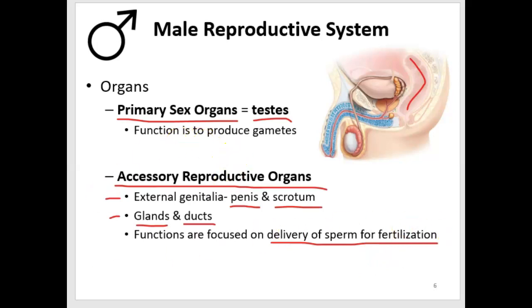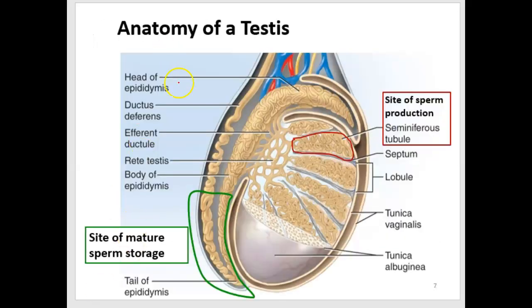So we're going to look at each one of these organs individually, the anatomy and the function. We'll start with the primary sex organ, the testis. And the testis is covered by three membranes. The one that's most superficial and the one in the middle, both of those are derived from the peritoneum. So the peritoneum, you might remember, is the membrane that lines the abdominal cavity.